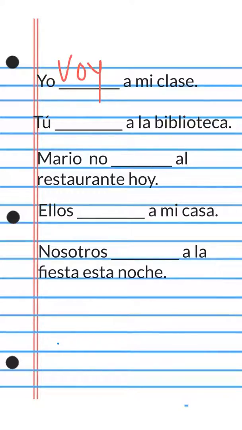In order for this sentence to work, you would conjugate it by saying vas. Tú vas a la biblioteca. You are going, or you go, to the library.